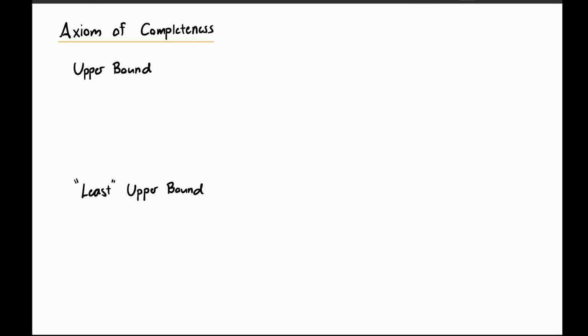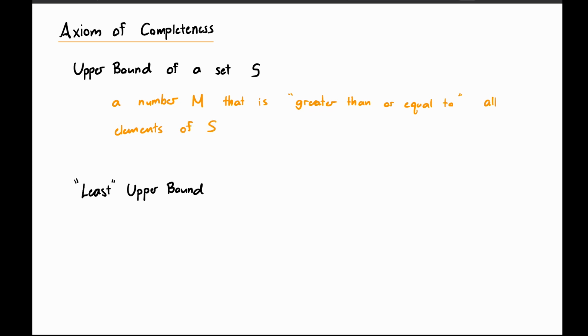But before we can understand the axiom of completeness, we need to first understand the idea of an upper bound and a least upper bound. An upper bound of a set S is a number m that is greater than or equal to all elements of S. That should feel pretty intuitive, but also note that any number greater than an upper bound must also be an upper bound. So that just means there could be more than one upper bound.